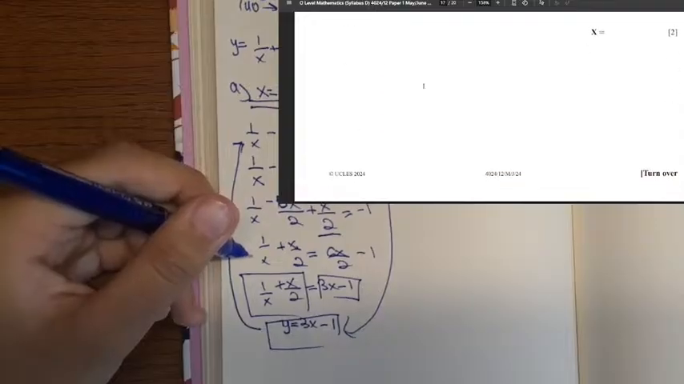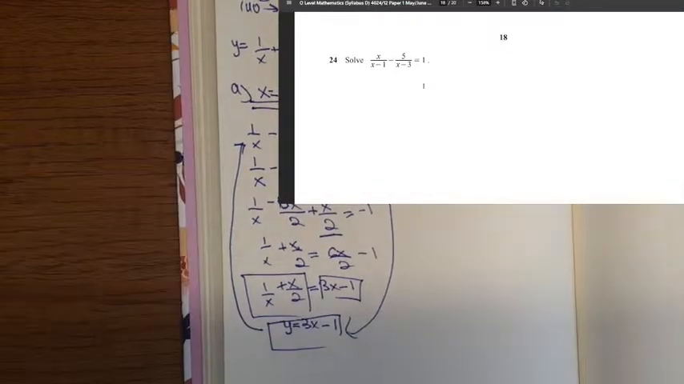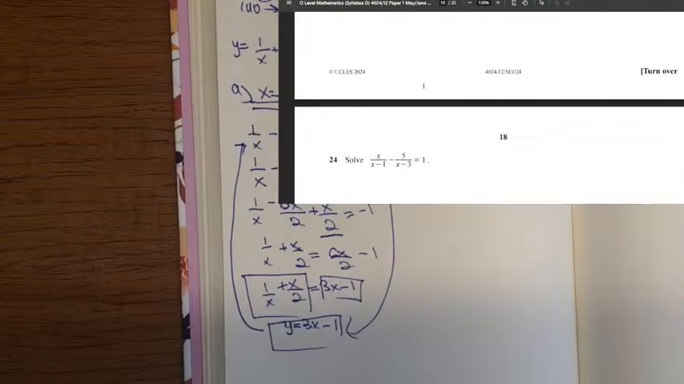The next question is a matrices one, so I'm skipping that for now. And now this question that we have, which I suppose is the last question. Yeah, so let's solve this.